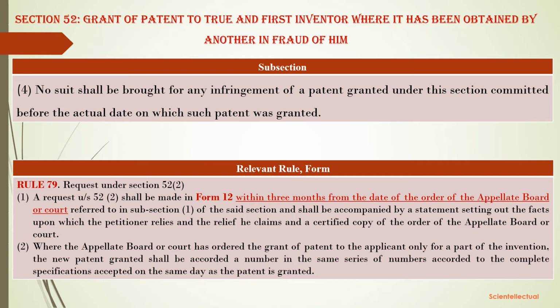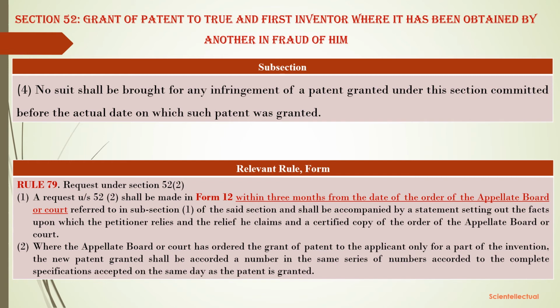Relevant rule is Rule 79. It says that a request under Section 52, subsection 2 shall be made in Form 12 within 3 months from the date of order of the appellate board or court referred to in subsection 1, and shall be accompanied by a statement setting out the facts upon which the petitioner relies and the relief he claims, and a certified copy of the order of the board or court.